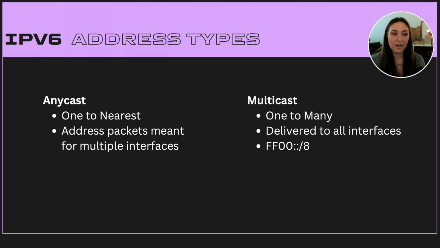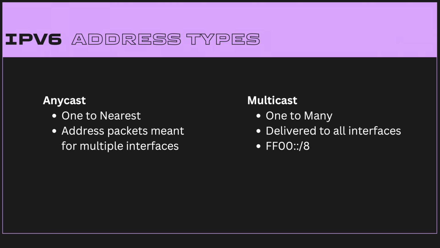So back to the IPv6 address types, we have two more. We have Anycast, which is one to nearest, and it addresses packets meant for multiple interfaces. And then we have Multicast, one to many, and it's delivered to all of the interfaces, and they have the prefix FF00. Those aren't as important right now, but let's talk a little bit about DHCPv6.